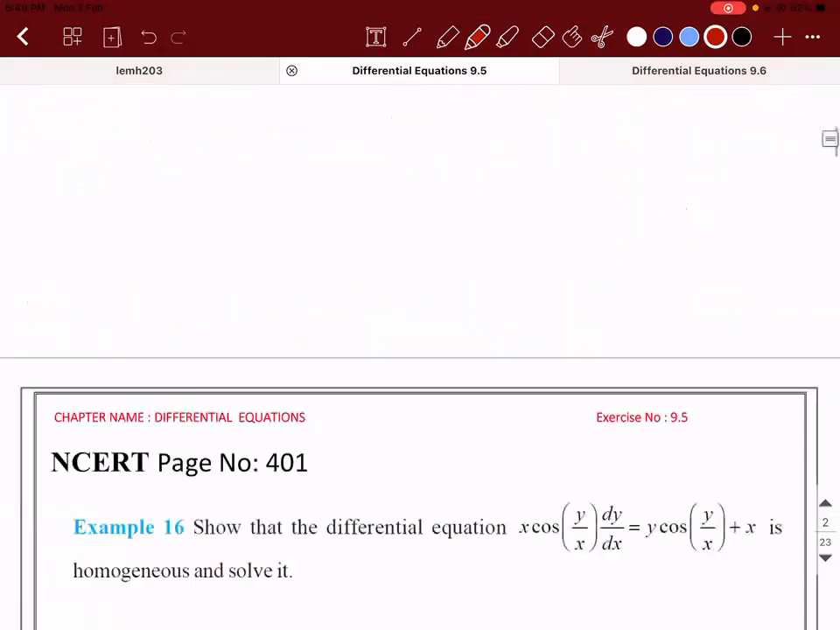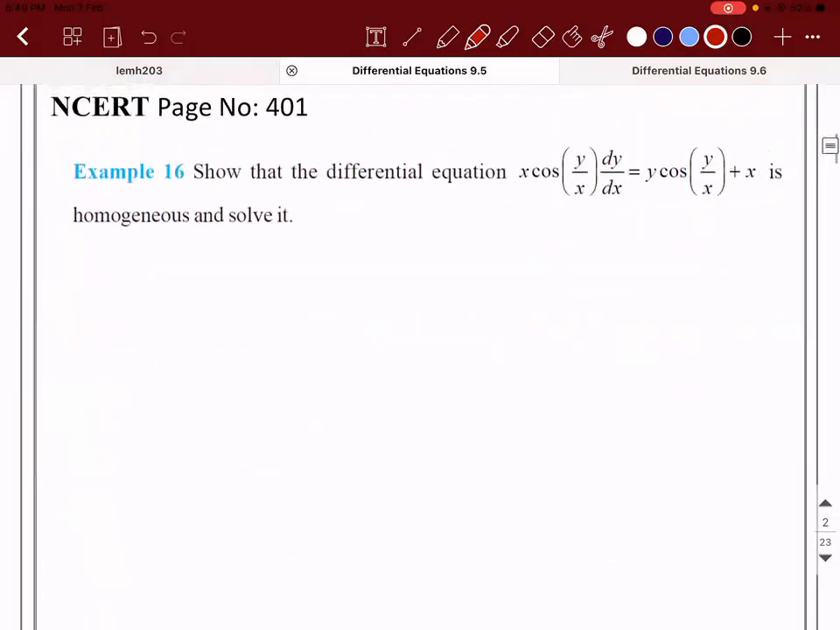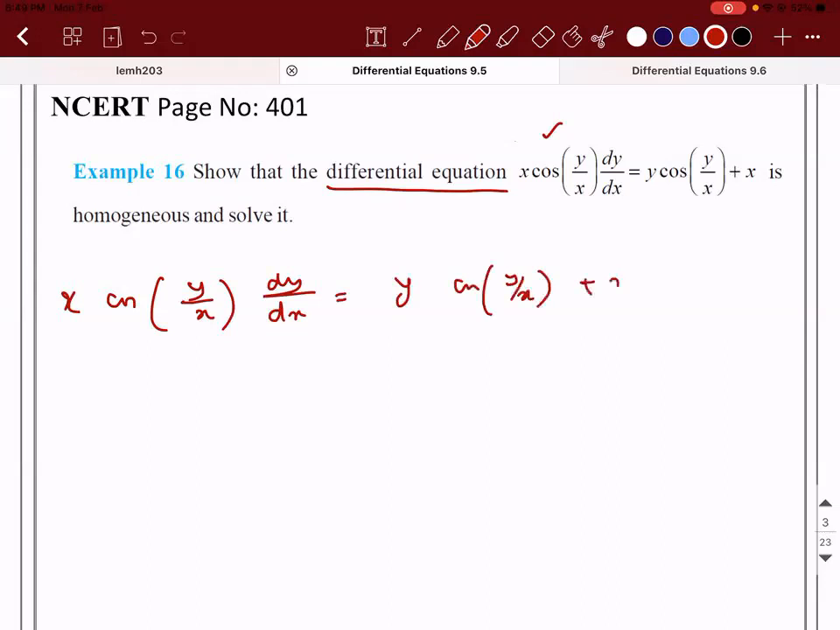So I'll do one more problem and then I'll explain the concepts of next exercise. Remaining things you guys try it. So x into cos of y by x into dy by dx is equal to y cos of y by x plus x. So show that this differential equation is homogeneous and solve it.